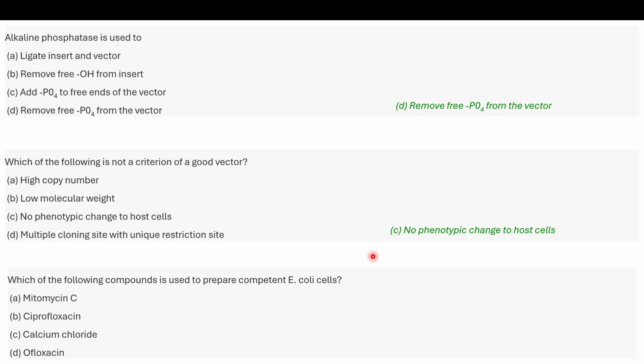Otherwise, ampicillin being an antibiotic will kill the E. coli cells and will not allow them to grow. Only those cells that have taken in the recombinant vector will be able to amplify or grow on the medium in which ampicillin is present. So one of the phenotypic changes that we use is antibiotic resistance.